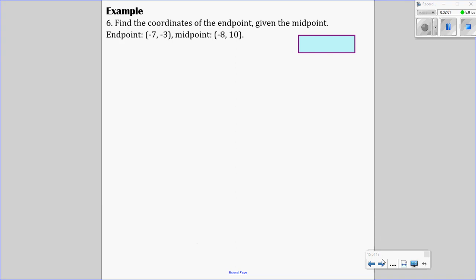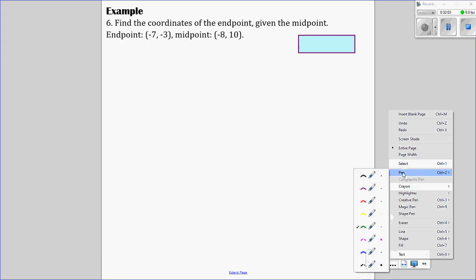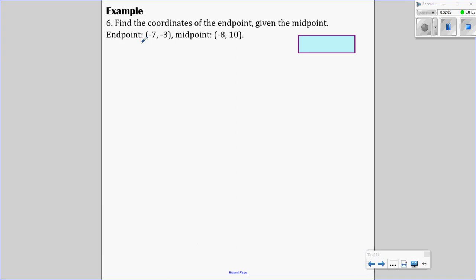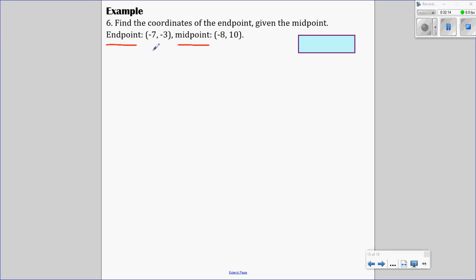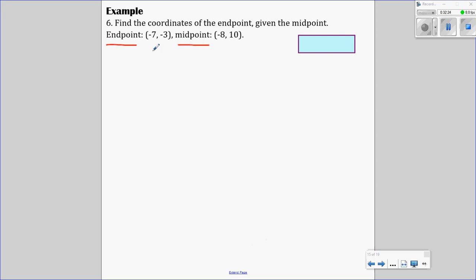Okay, so we got an endpoint and we got a midpoint. And what you need to do is pay attention. Pay attention to what they're asking you, what they're giving you, and what they're asking you to find. Because most of the time, I've seen this, students don't pay attention and assume this is an endpoint, totally, completely ignoring that this says midpoint. Pay attention. It will save you from making mistakes.